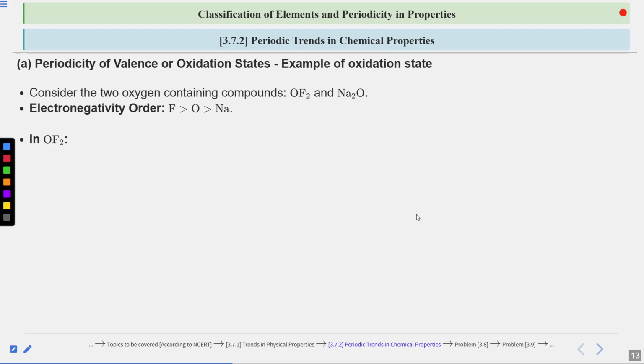Now, let us first consider OF2. We know that fluorine is the most electronegative element. So this is also an important point for you, that fluorine is the most electronegative element. Now there is a question for you: electronegativity decreases down the group and increases across a period, so which is the least electronegative element? Fluorine is the most electronegative, but which is the least one? This is a question for you. Try it by yourself. Just look at the periodic table, you will get an idea. Remember the trend, there is no anomaly in it.